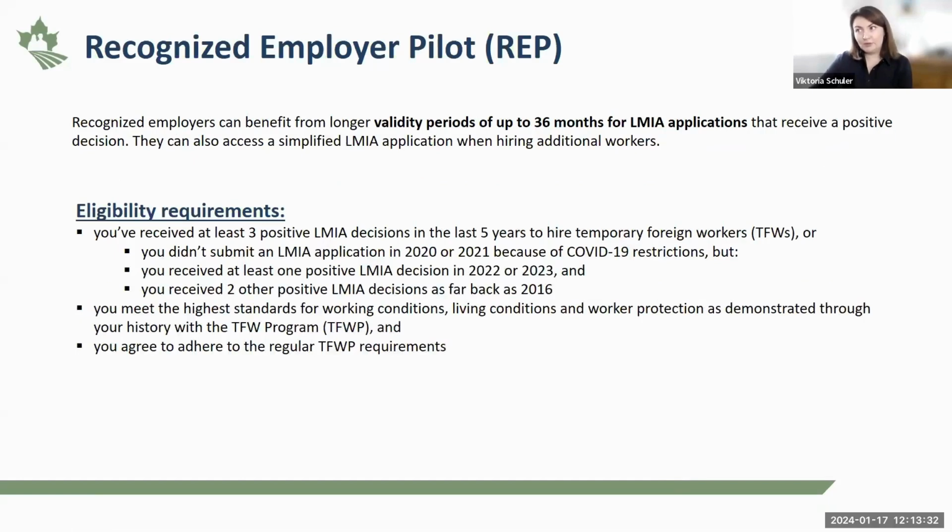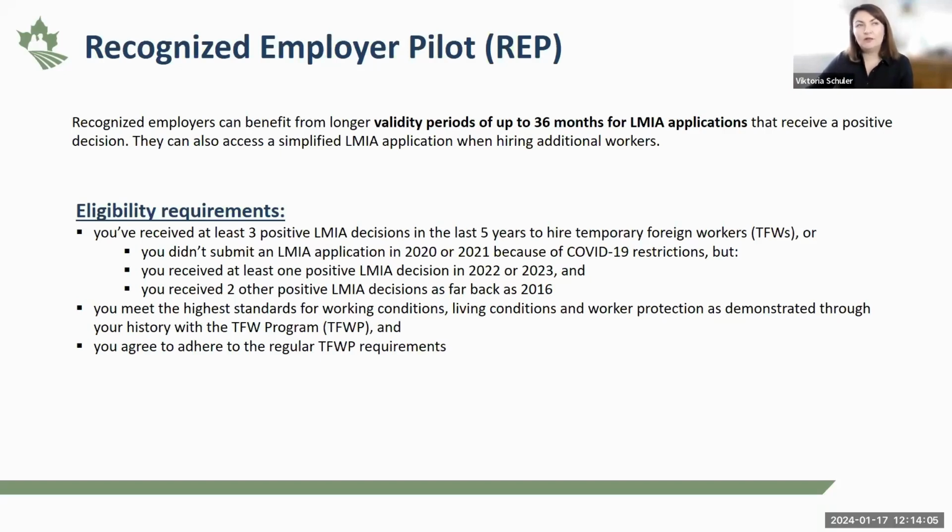What is the recognized employer pilot? It allows employers to benefit from a new LMIA validity of 36 months, which means if you submitted an LMIA and got approved, your LMIA is valid for 36 months, which is nice because we just talked previously about the validity being reduced from 18 to 12 months. So for 3 years, you don't need to worry about your LMIA applications, which is great.